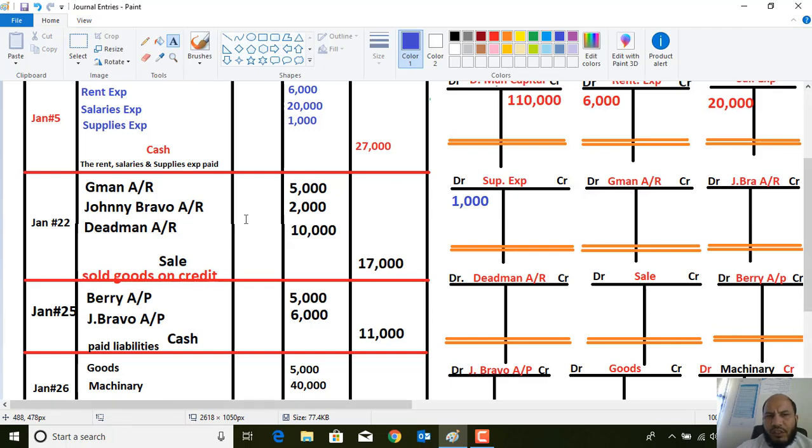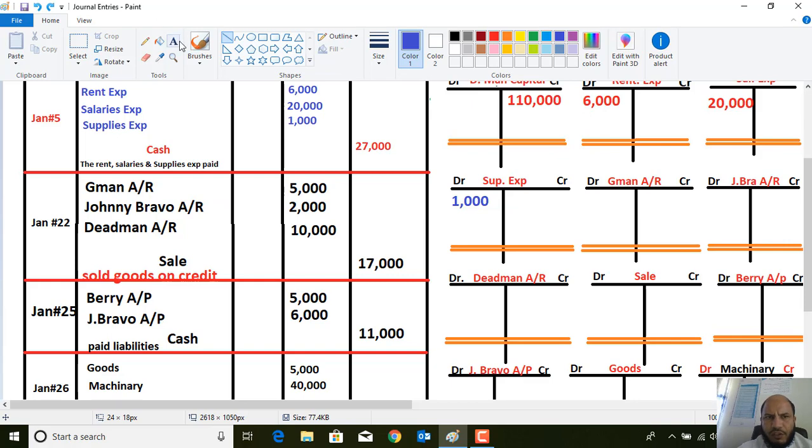Now we will move towards another debtor, which is the German account receivable. Dear students, the German account receivable has a ledger, and we have 5,000 at the debit side. So we will record 5,000 here at the debit side under the German account receivable ledger. So let's record it.